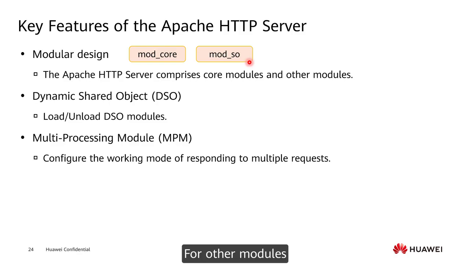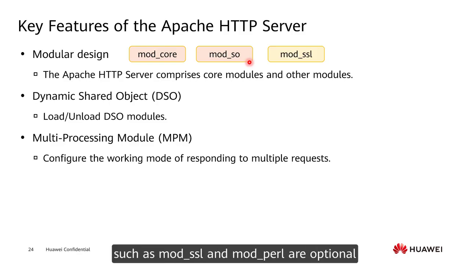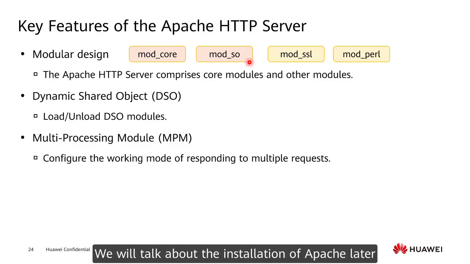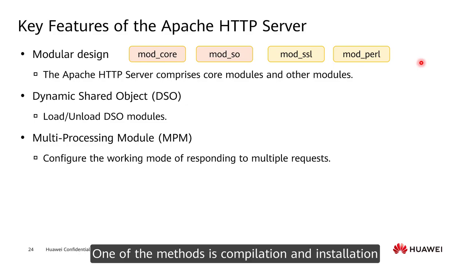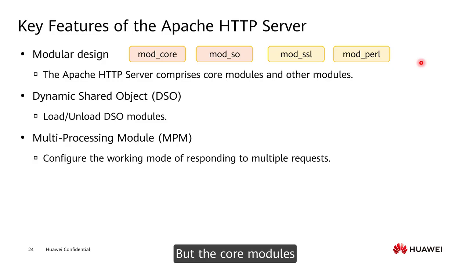For other modules, such as mod_ssl and mod_perl, they are optional. We will talk about the installation of Apache later. One of the methods is compilation and installation. In this way, you can install other modules selectively, but the core modules must be compiled and installed.